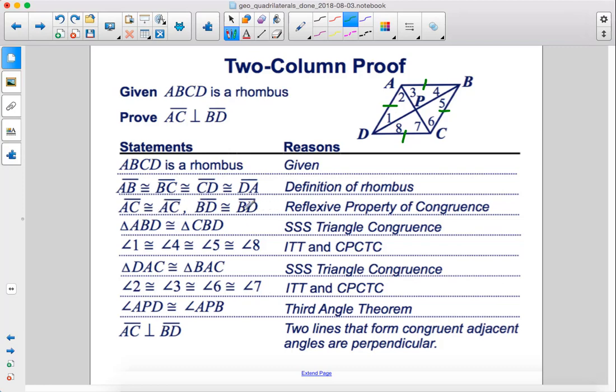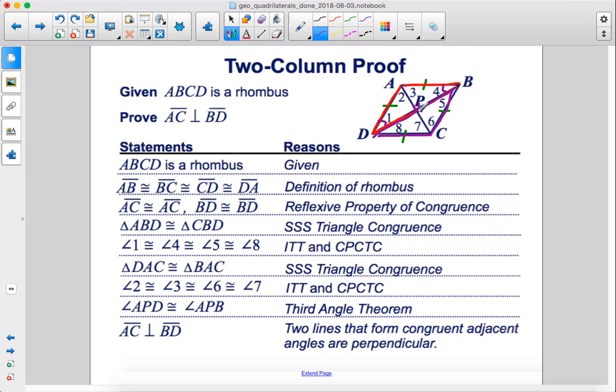The diagonals are also congruent to themselves. AC is congruent to AC, and BD is congruent to BD. Because of that, we have side-side-side triangle congruence. Triangle ABD, this triangle here, is congruent to triangle CBD, this triangle here, due to the shared side here and the congruent other sides.